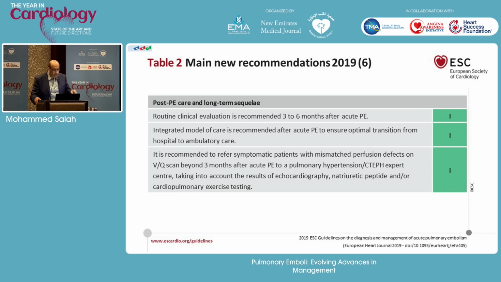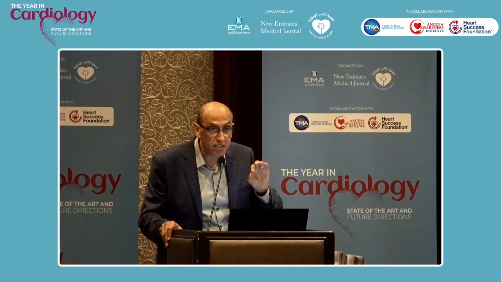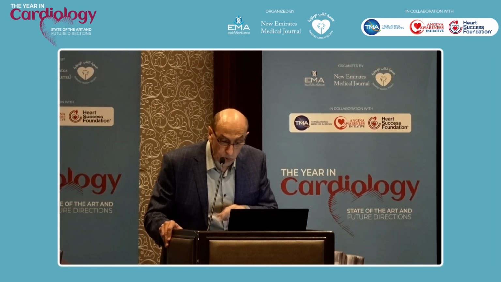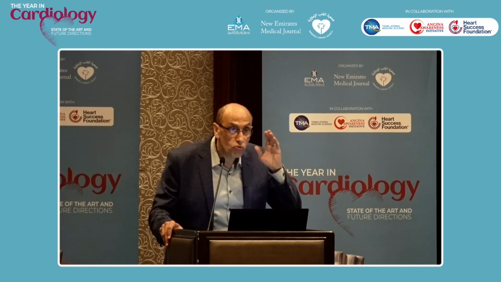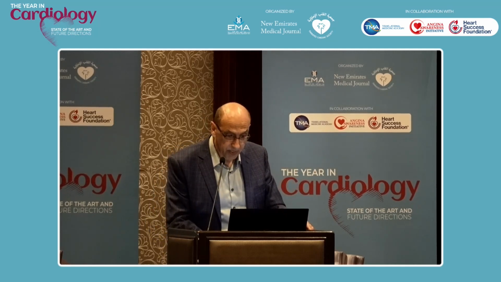So what about the long term? This is very important. Routine clinical evaluation is recommended 3 to 6 months after acute pulmonary embolism. An integrated model of care is recommended after acute pulmonary embolism to ensure optimal transition from hospital to ambulatory care. This is very important: it is recommended to refer symptomatic patients with mismatched perfusion defects in the VQ scan beyond 3 months after acute pulmonary embolism to what? To a pulmonary hypertension expert center, to exclude chronic thromboembolic disease.